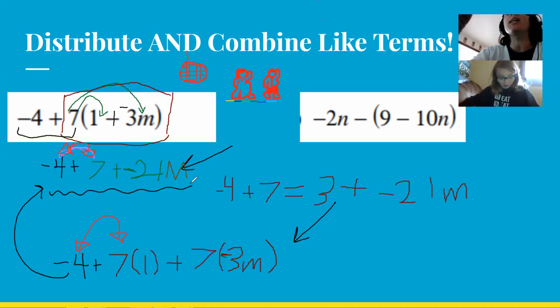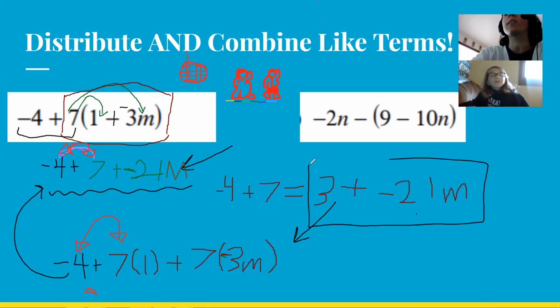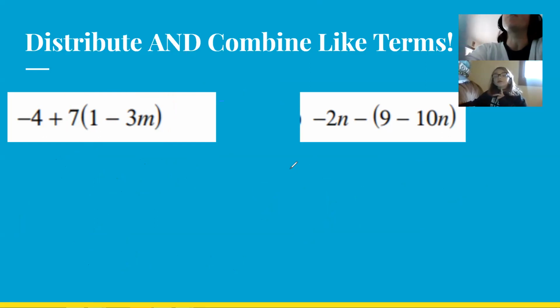Okay, that's perfect. We're going to combine that -4 and that 7 to get a 3 plus -21. Perfect. Good job. And that's all we can do. Very good. Almost done with this stuff and moving into equations. Now, my other question here, guys, what would I distribute in this one here?